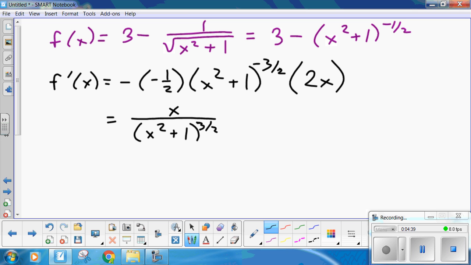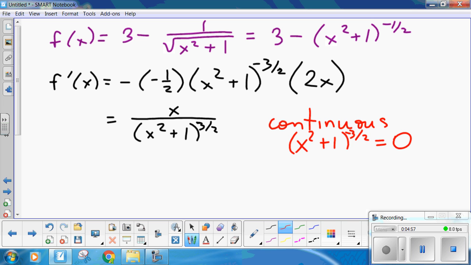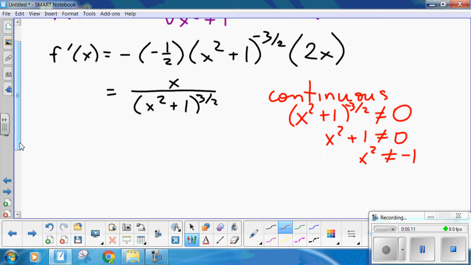Now, first things first, is this thing continuous? That is, as long as (x squared plus 1) to the minus 3/2 doesn't equal 0. So x squared plus 1 can't equal 0, x squared cannot equal minus 1. So yes, it's continuous, because you can't take the square root of negative 1. Since we can't take the square root of negative 1, it's continuous, which is good. Makes life a little simpler.